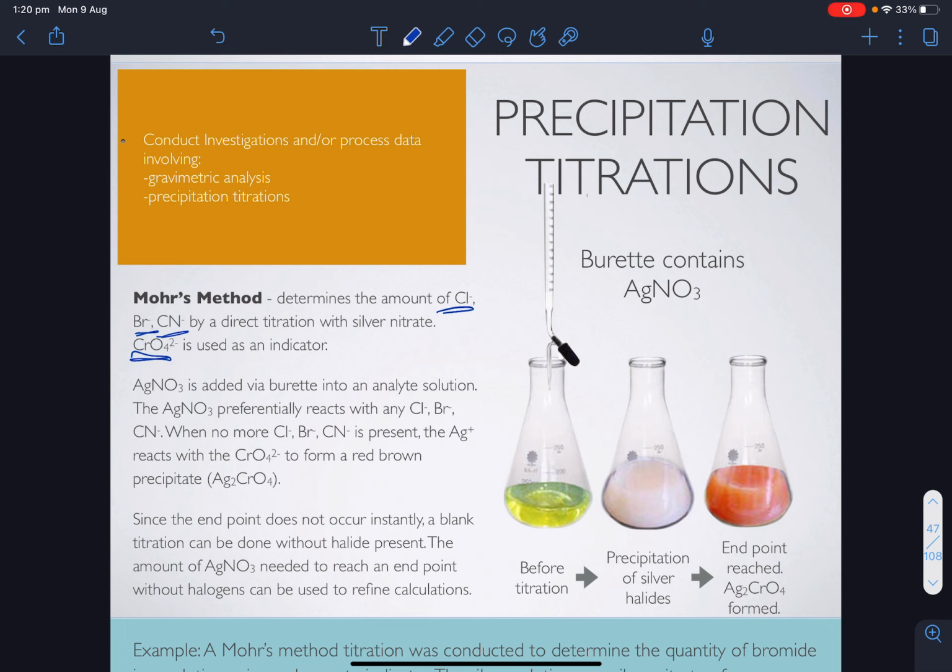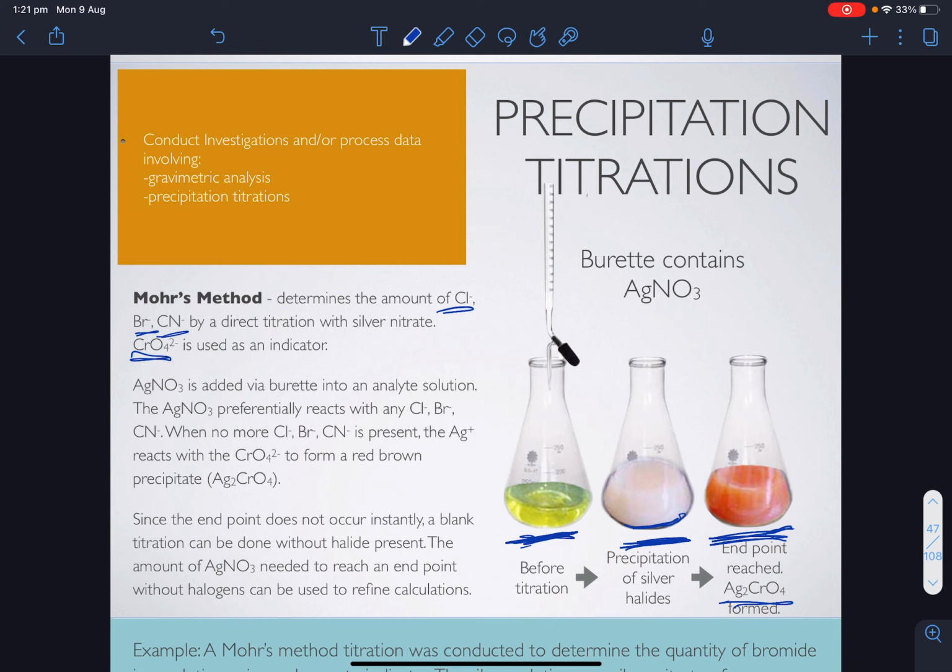Okay, it's going to react and precipitate out, and then once all the chloride, bromide, and cyanide are taken away, the first excess silver is going to react with the chromate to form silver chromate, which will turn a pinkish color. So before titration you're going to have some unknown color, you're going to start precipitating and it'll go white, white cream or something like that, and at the end point, once all that analyte is taken up, the next drop of silver is going to form silver chromate, and it gives it that pink color, and that's our end point.